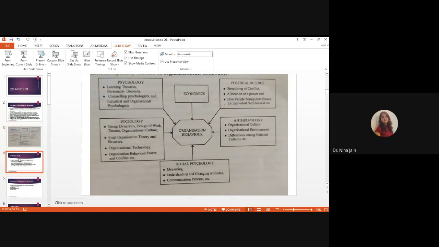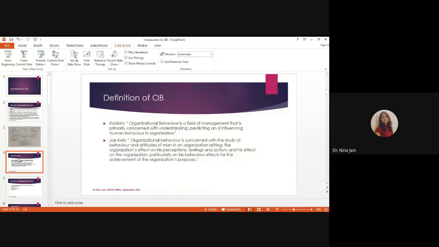Okay. Now let's go to the definition. Is it clear? Anybody can read this definition. I don't have to read it. Anyone? Yes, ma'am. Yeah, please. Definition of OB according to Robbins: organizational behavior is a field of management that is primarily concerned with understanding, predicting, and influencing human behavior in organization. Okay, you must know one or two definitions when the question comes.